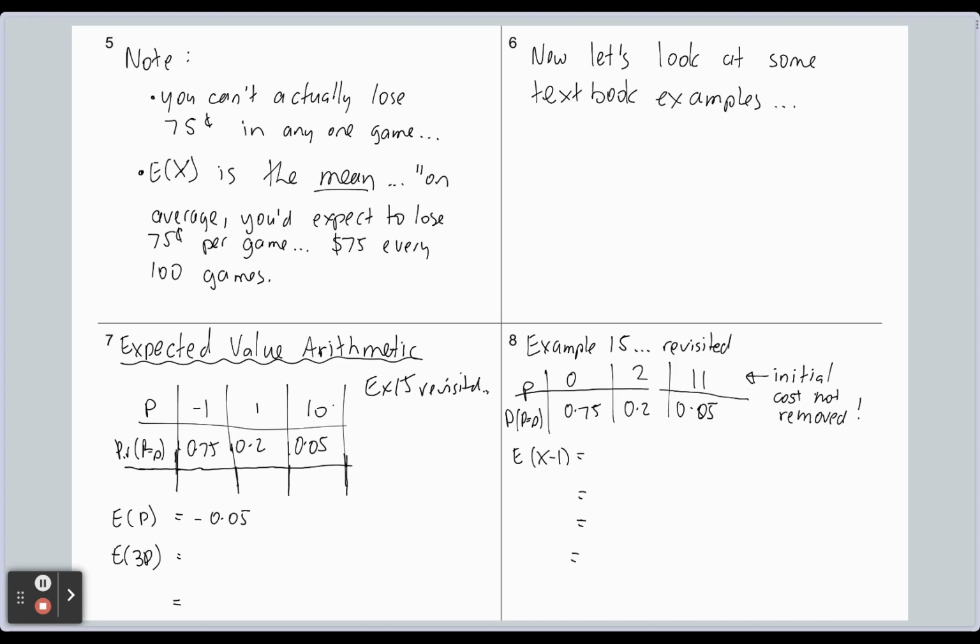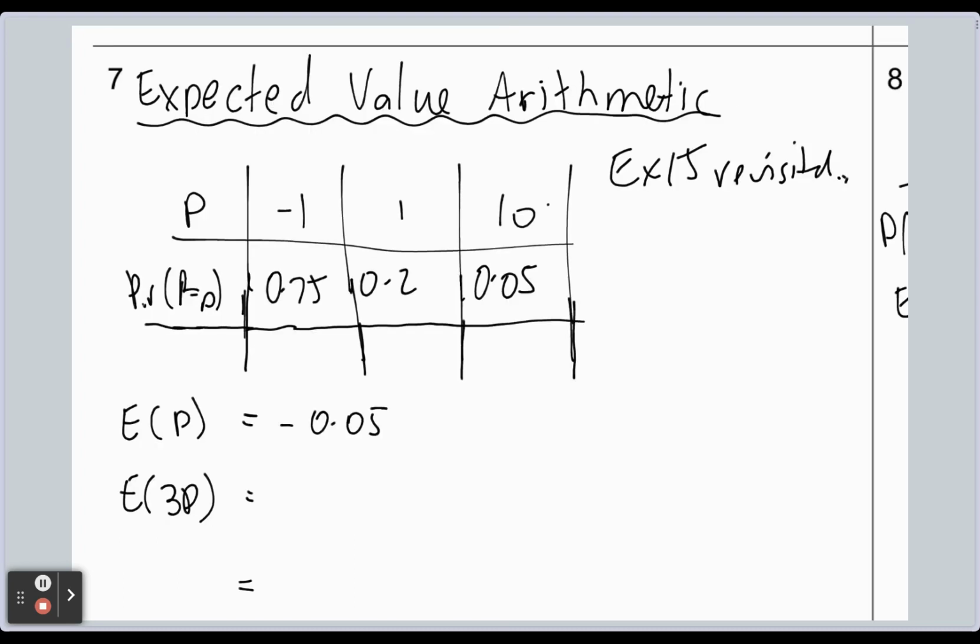All right, here's the table, and I'll just zoom up on it so you can see it. We've got the expected value that we worked out before, which is negative 0.05, which means we're down 5 cents on average per game. There's our table, and I'm going to add another row in here, and it's going to be 3p, so 3 multiplied by p.